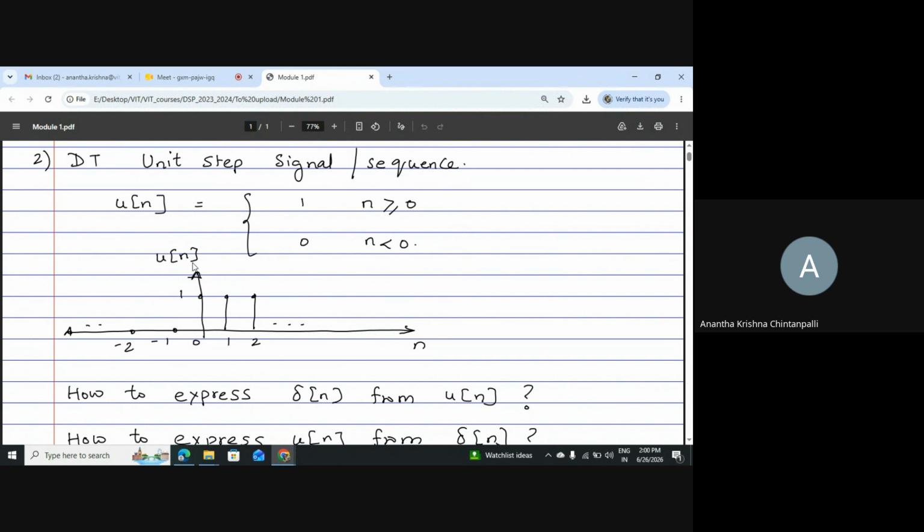So if I somehow subtract u of n and u of n minus 1, I should be able to get it. So that's the hint given to you. So let me pause for a second. Let's see if you are able to find out.